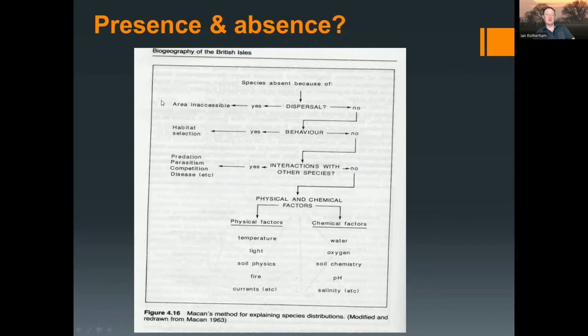And this is a rather old copy, I'm afraid, but this is a simple system for explaining why you haven't got a certain species in your site. And this was done by a pioneering aquatic ecologist, McCann, who wrote some cracking books back in the 70s and 80s. So species absent because dispersal is the area not accessible. So that could be the answer. If it's not that, it is accessible, then maybe behavior. Maybe the species is avoiding, it's a habitat selection. If it's not that, is it interaction with other species, like say with a crayfish? There may be predation, parasitism, competition, disease. The subproblems that water voles have. If it's not that, then it's physical and chemical factors. Physical factors like temperature, light, soil physics, fire, currents. Chemical factors like water, oxygen, soil chemistry, pH, salinity, etc. So you can look at these different factors and they all help to tell you about what we call the biogeography, the presence or absence of species on your site.